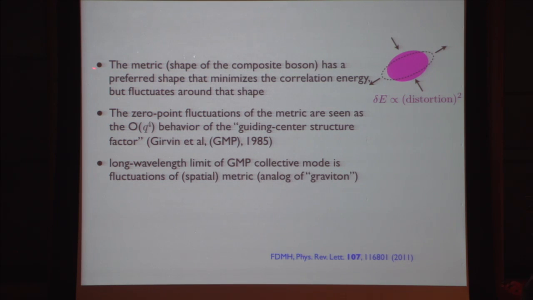So other things come out of this. I'll come back to an effective theory in a minute or two. One can actually relate the q to the 4th behavior of the structure function that Girvin, MacDonald found at long wavelength to the 0-point fluctuations of the shape of the intrinsic metric around its preferred shape. Right.